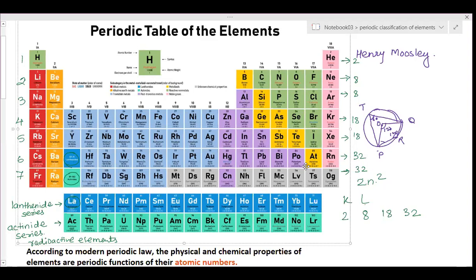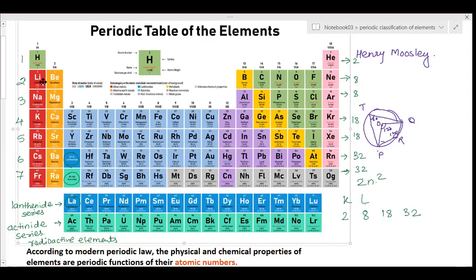Then everything on the left hand side of this diagonal are all metals. On the right hand side, the green shades, these are all non-metals. These are only the non-metals. And this pink one, you can see the structure, is the zero group elements or noble gases. So these are noble gases.